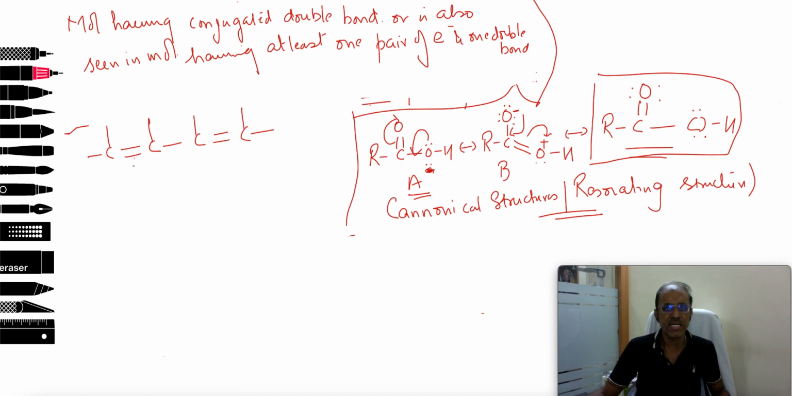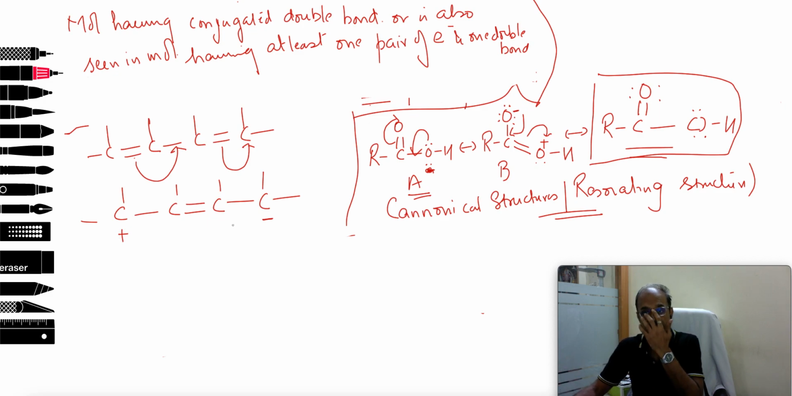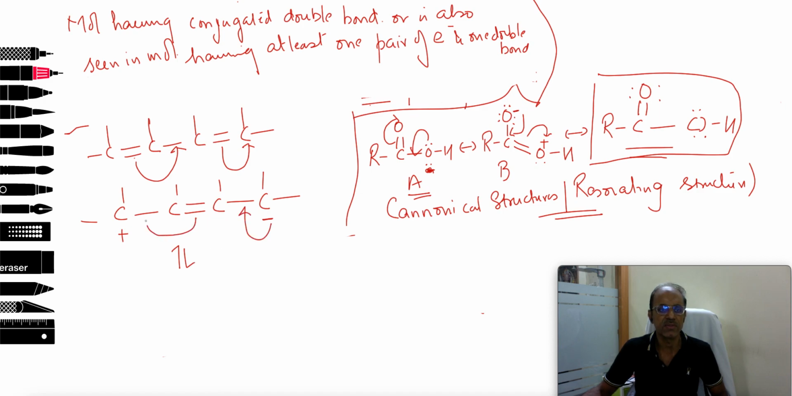Fine. Now we can write the resonating structures. I will write like that. Shifting of, if this goes here, then this has to go here. Fine. Then this will be C, like that. This, double bond C, single bond C. This is the minus charge. This happens to be the plus charge. Fine. Similarly, no doubt, we can say this will go here, this will go here.